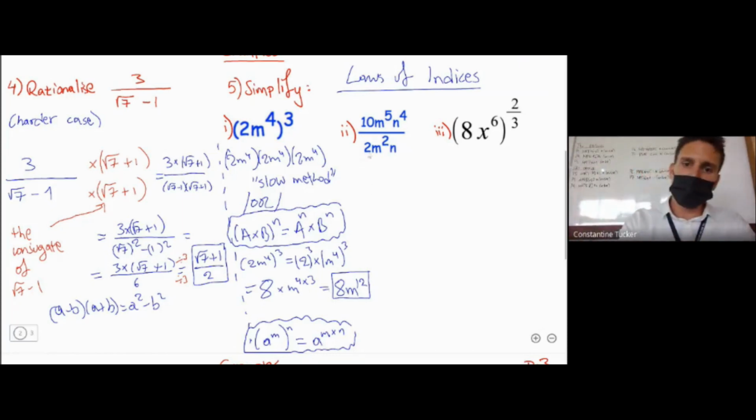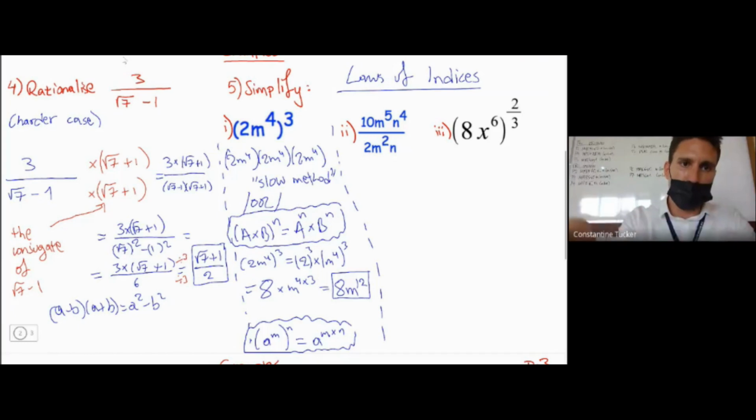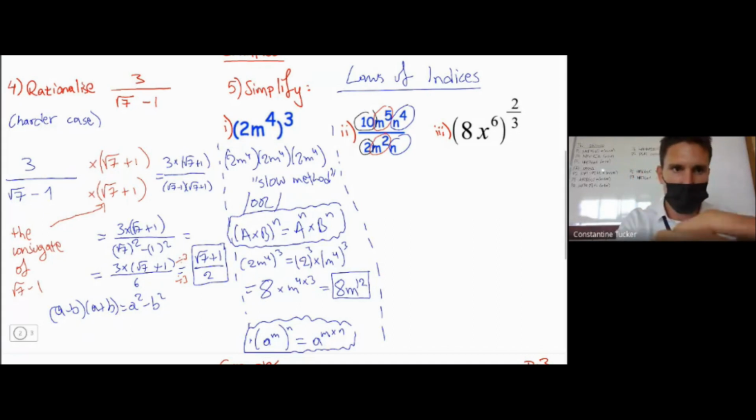Okay, moving on to the next one. I'm sure everyone is on board. I've got 3 more questions to do. So here, basically, we have a fraction with multiple terms. I'll use 3 colors to keep things simple. The 10 is divided by the 2. The m to the power of 5 is divided by the m to the power of 2. And the n to the power of 4 is divided by n. So that's pretty much how we will simplify this.